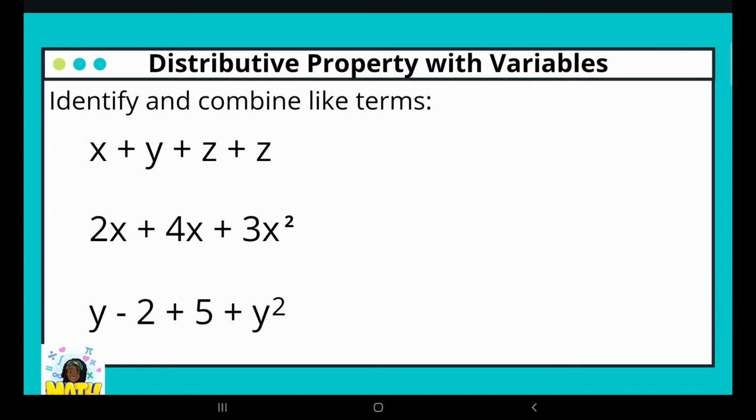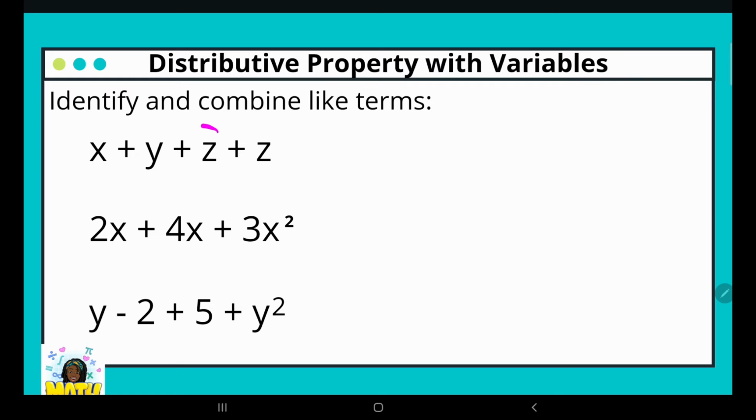Whenever I'm working with like terms, I like to use shapes, so circles, squares, and so forth, just to identify the terms that are similar. When I look at the first example, I see x plus y plus z plus z. X is one term, y is another term, z is another term, and z is another term. Now let's take a look at them. X is by itself. I don't see any other X's. Y is by itself. However, I do see my Z repeating.